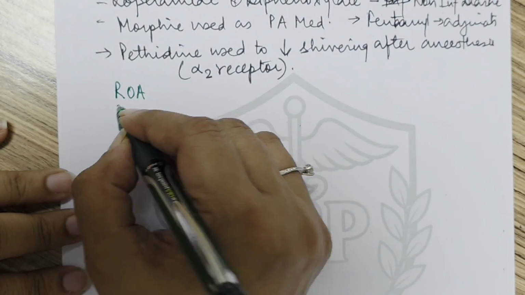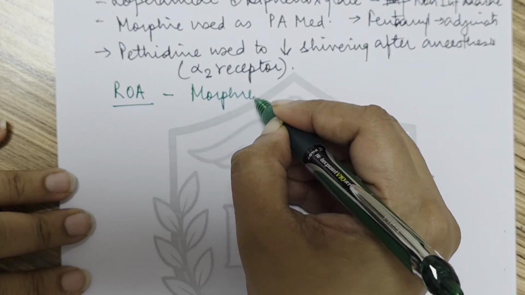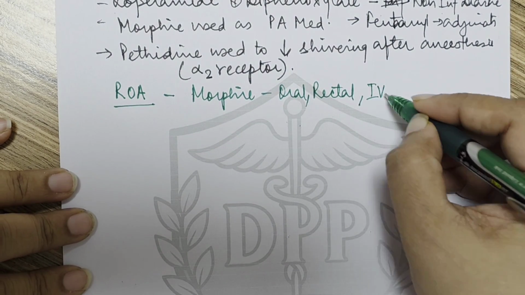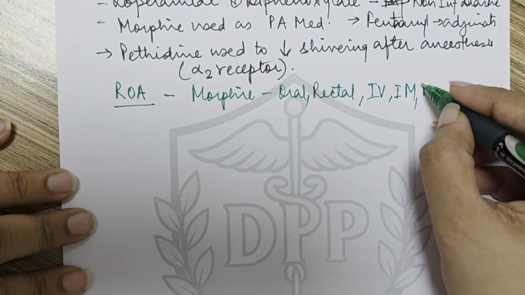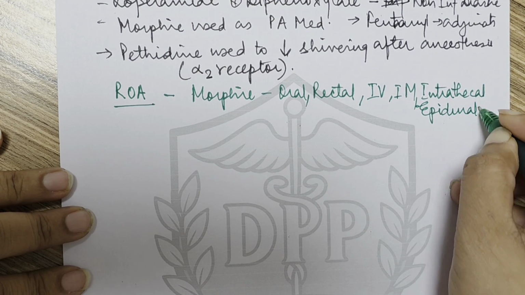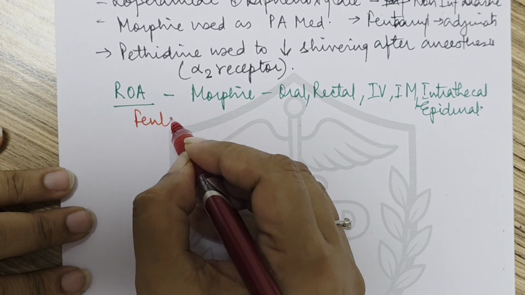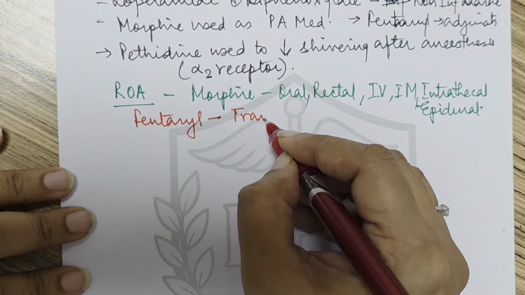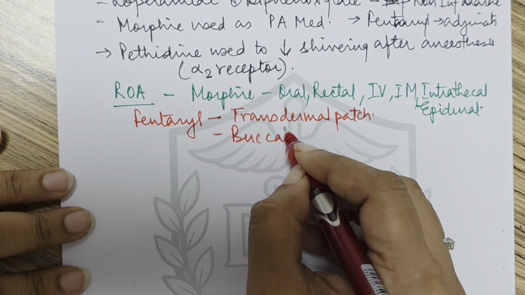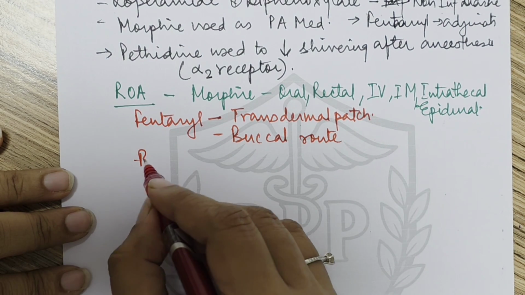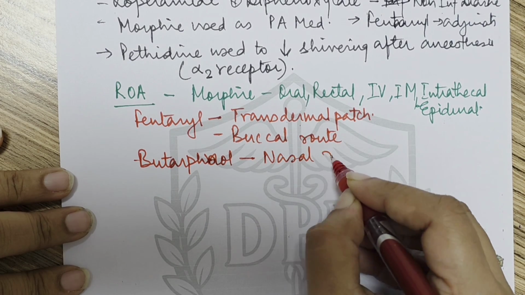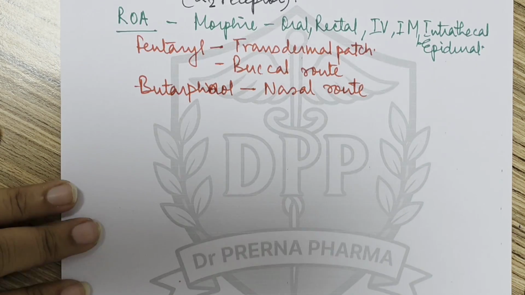We go to the route of administration. In route of administration, morphine is given by oral, can be given by rectal, can be given by IV, IM, intrathecal, and epidural. These are the routes by which morphine can be given. Fentanyl is given as transdermal patch, can also be given by buccal route. Butorphanol is given by nasal route. It is the only opioid which is given by nasal route, right?